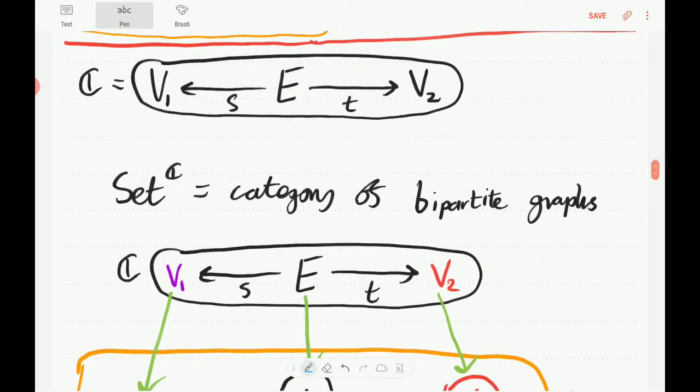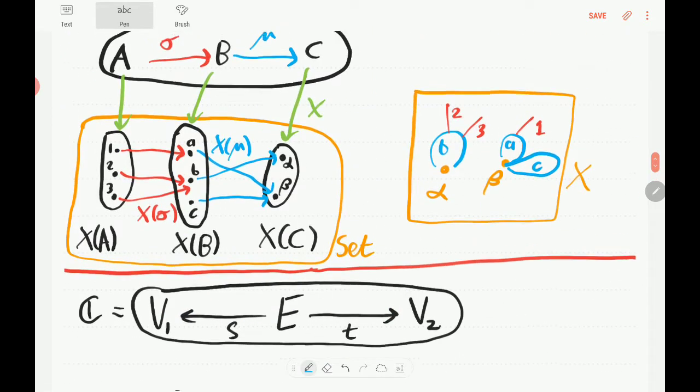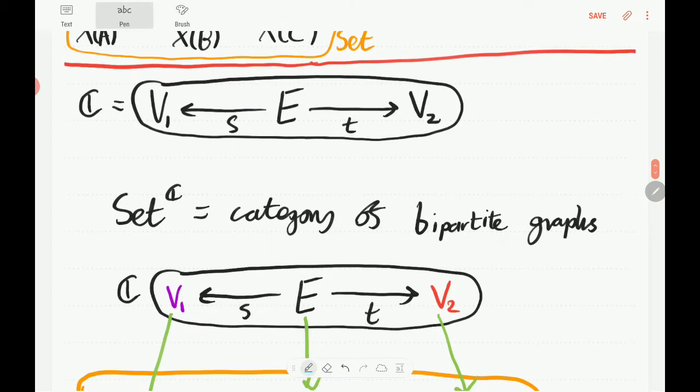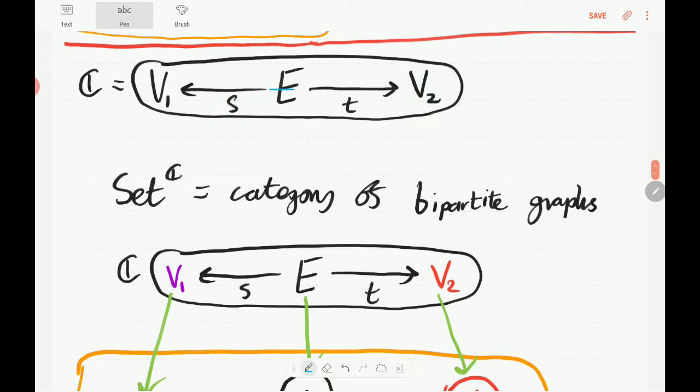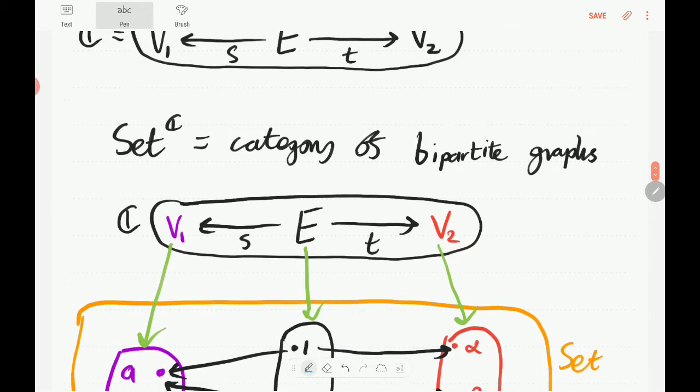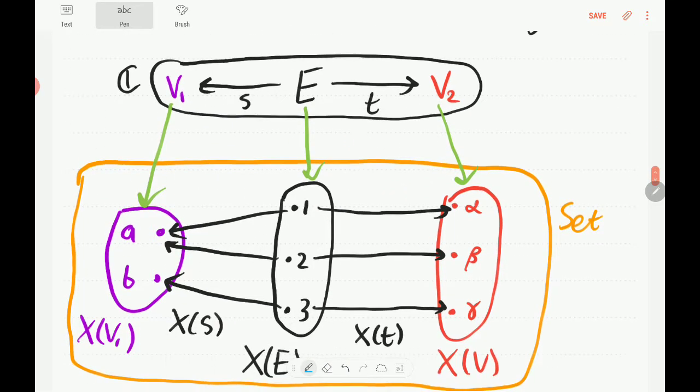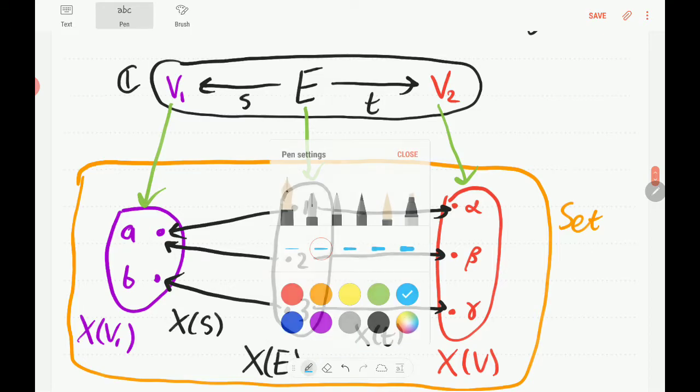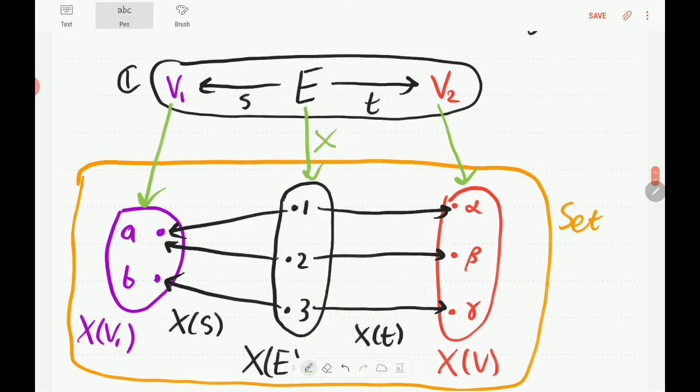Here's another example. What happens when C is this category here? So in this case, we have objects E, V1 and V2, and we have an arrow S from E to V1 and an arrow T from E to V2. Well, in this case, when C is this kind of category, set to the power of C is the category of bipartite graphs. And so a typical kind of object in this type of category is a functor from C to set like this.